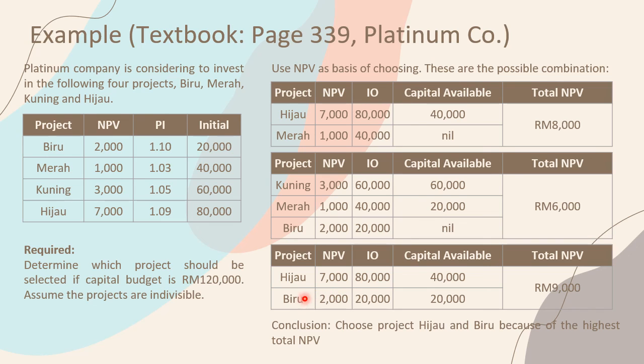Or I can also take hijau, okay, and I have available 40,000, right? So with 40,000 available, I can either take merah or I can take biru. But if I take biru, I have underused my capital budget by 20,000. But it's okay because you can see my total NPV is 9,000, which is much higher than the first combination. Therefore, choose hijau and biru because of the highest total NPV. So you need to find out every possible combination that you can get within the capital budget and then choose the one with the highest NPV.